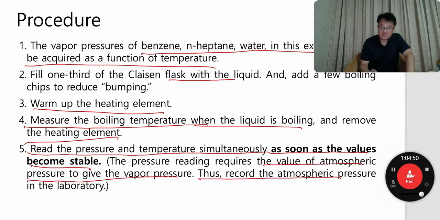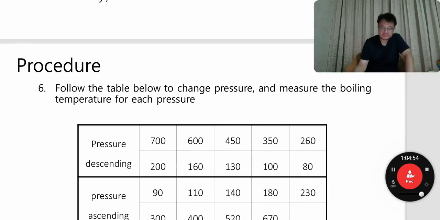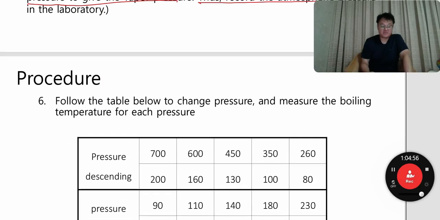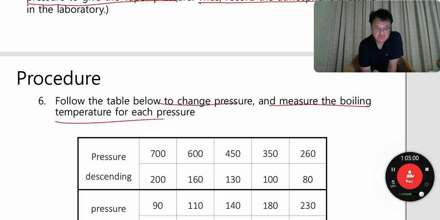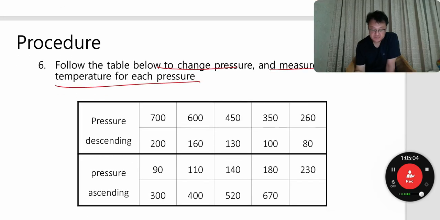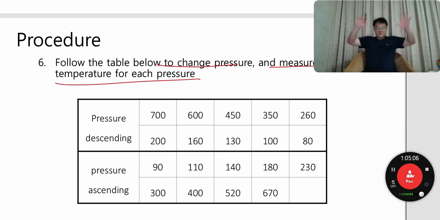Thus, record the atmospheric pressure in the laboratory. And then follow the table below to change the pressure and measure the boiling temperature for each pressure. So first, the pressure is at 700 torr, okay? Then you measure the boiling point, okay?